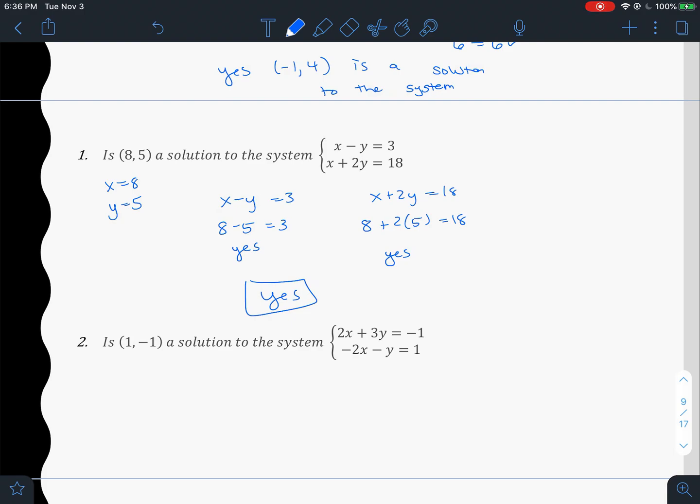Why don't you guys try? Is the point (1, -1) a solution to the system? You can pause the video and try.